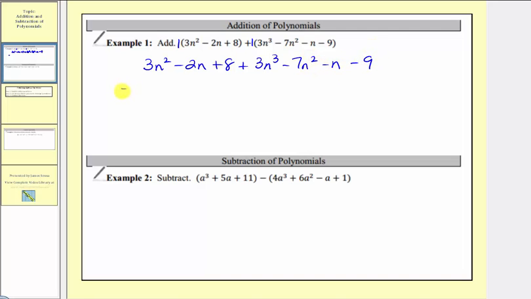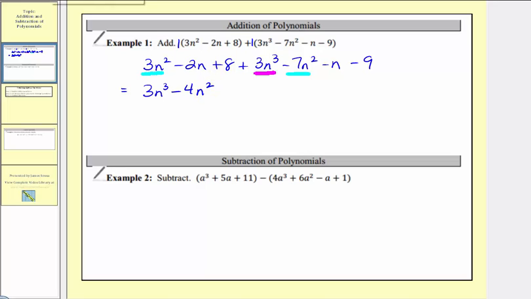And now we combine like terms. And to put the terms in descending order, we'll start with the highest degree term first. Notice how here we have n cubed, so the highest degree is 3. There's only one degree 3 term, so we'll just rewrite this in our sum. We'd have 3n cubed, and now we'll look for the n squared terms. Notice here we have 3n squared, and here we have negative 7n squared. Well, 3n squared minus 7n squared would be negative 4n squared, or minus 4n squared.